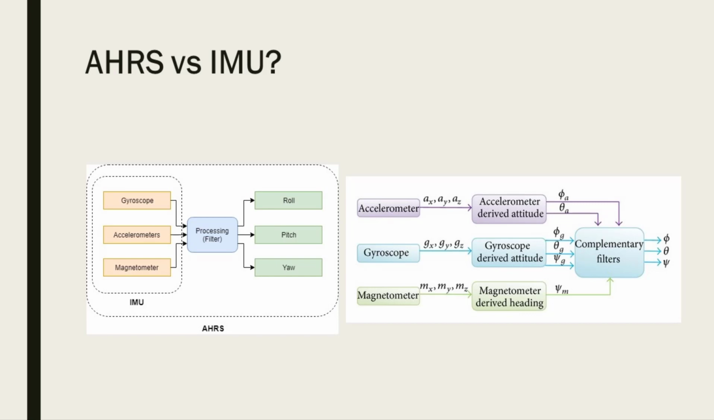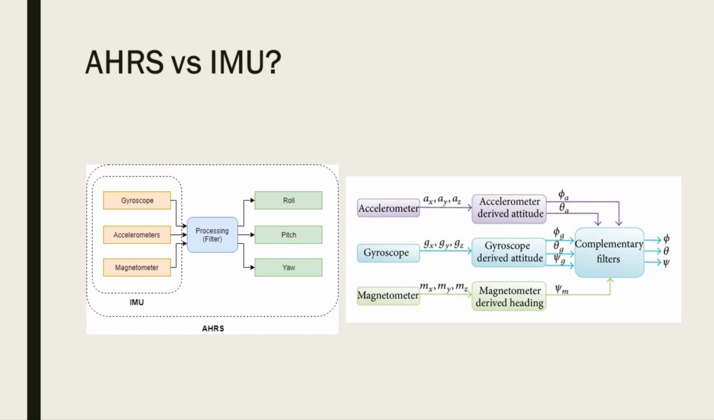But what is the difference with AHRS? AHRS is the attitude indicator. It means it shows you, for example, roll, pitch, and yaw. In this picture, you can see what's happening. We have the accelerometer, gyroscope, and magnetometer, which are the outputs of our IMU, the raw output of these sensors. For example, you have AX, AY, AZ, GX, GY, GZ, and MX, MY, and MZ.